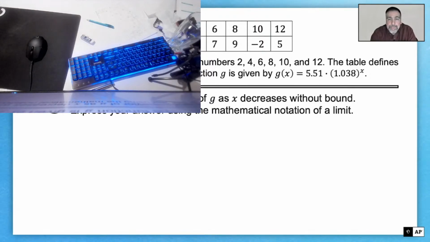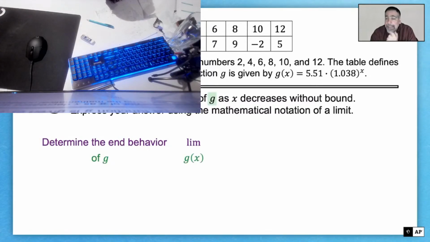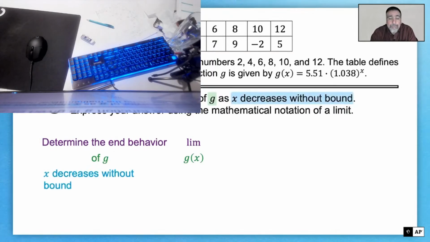The first thing we see is we say determine the end behavior. Now, if you've been with us the entire time, you know that every time we're talking about determine the end behavior, we're talking about using a limit. Next, it's going to be about the function g. So we're determining the end behavior of g, and we're going to write that as g of x. And then finally in this statement, we got x decreasing without bound. So whenever x decreases without bound, that is another way of saying that x is going to negative infinity. So if we put that all together, what we're really saying is that we have the limit of g of x as x approaches negative infinity.